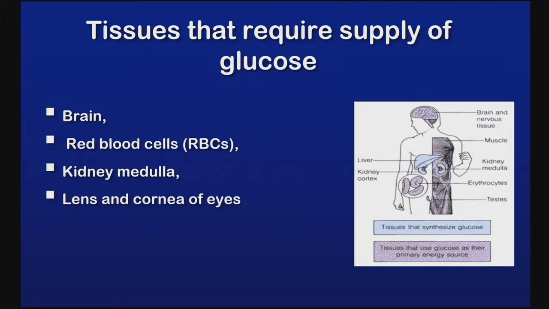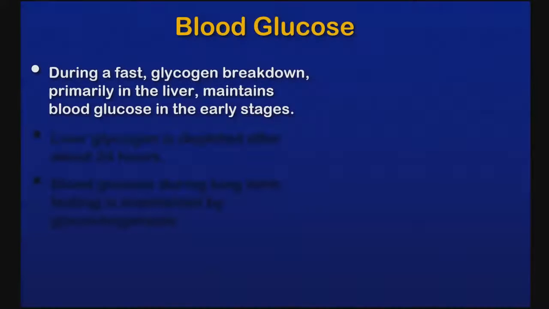The kidney medulla and the cornea, even though they have some mitochondria, don't have enough. Even the brain cannot utilize fatty acids, really, but they can use ketone bodies. In many cases, either, as in the case of red blood cells, they don't have mitochondria, or they're not rich in mitochondria. The red blood cells do not have mitochondria. Keep that in mind.